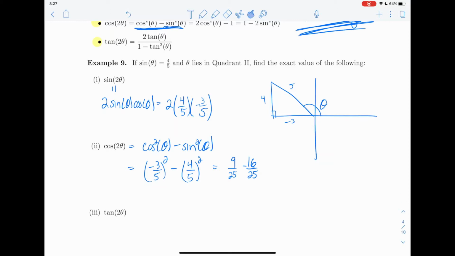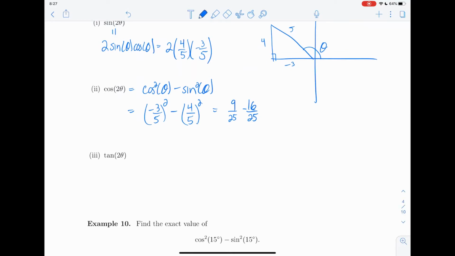The tangent also has a formula. Tangent 2 theta is 2 tangent over 1 minus tan squared. And so then here it would be equal to 2 tangent theta over 1 minus the square of tangent. And by looking at this picture, we know the tangent is, of course, opposite over adjacent. So here we're getting 2 times -4/3 over 1 minus its square, which is 16/9. And, of course, you can simplify that as much as you'd like.